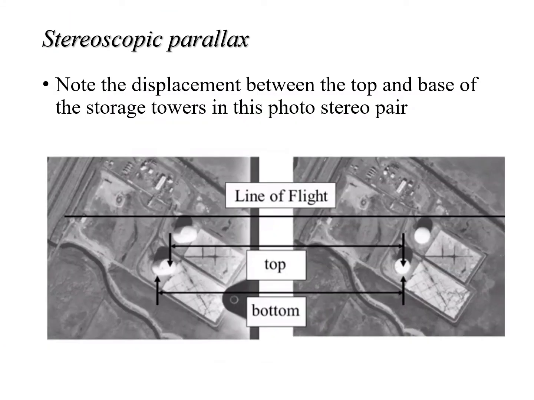To understand stereoscopic parallax in another way, you can see the image here. The line of flight is in this direction. You can see at this particular moment two objects which are much higher than the other surrounding objects. Suppose this is the object and we want to know its height. It is a cylindrical object, it could be a cylindrical tower or anything. This is the bottom and this is the top. We want to know the height of this tower. So what can be done?